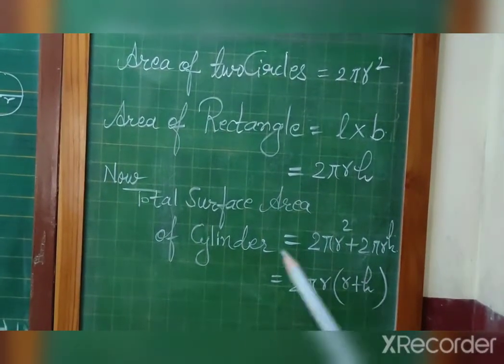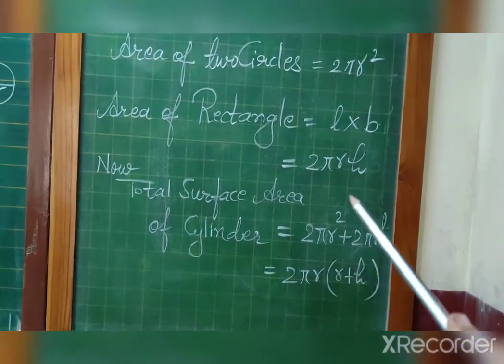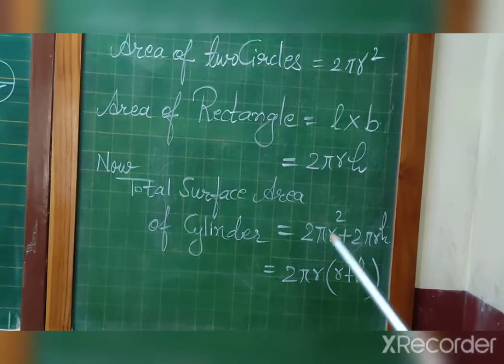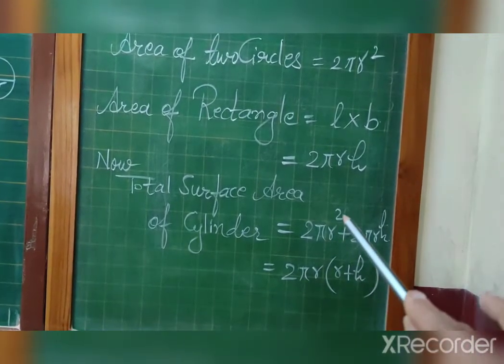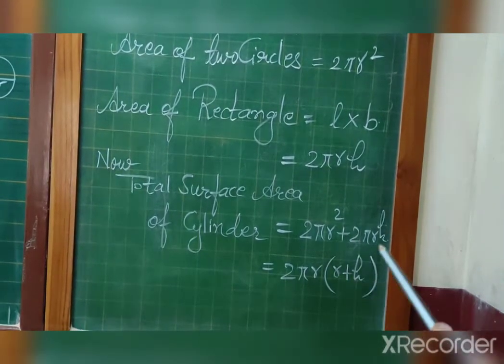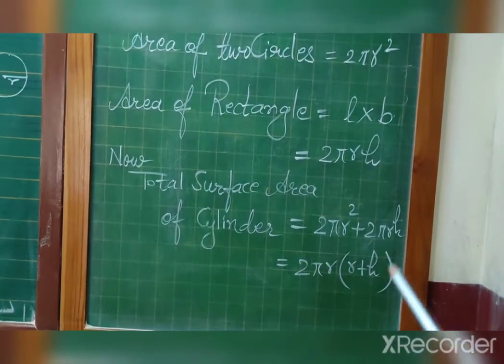Now total surface area of cylinder, for that we will add these two values. So 2 pi r square plus 2 pi r h. In both the terms, 2 is common, pi is common, r is common. Here r square, so 1 r is left inside the bracket, plus h. So the formula will be 2 pi r (r plus h).